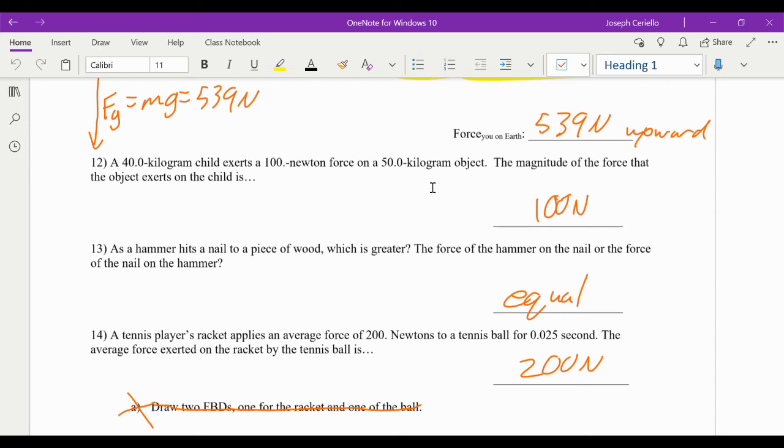Now, we know this, we've spoken about this before. If I punch a wall with a force of 500 newtons, the reason my hand breaks is because that wall is punching me back effectively with 500 newtons. Okay, so it doesn't matter which is hitting which, those forces are going to be equal.